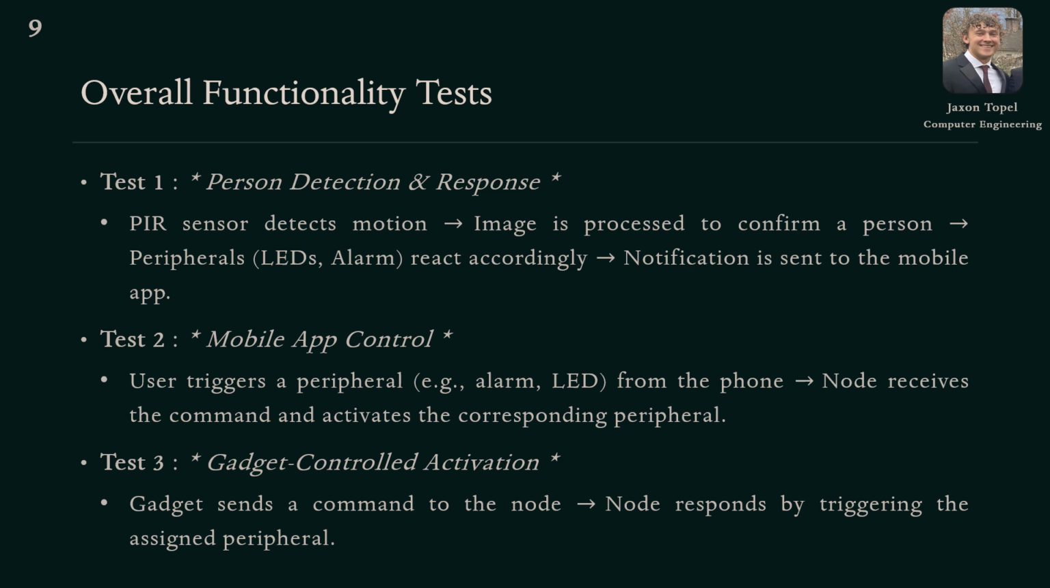For the second test, we will be testing mobile app control. We'll trigger peripherals from the phone, and our nodes will receive the command and activate the corresponding peripherals. The third test will be gadget-controlled activation. Gadgets will send a command through activating switches, and then the nodes will respond by triggering the assigned peripheral.